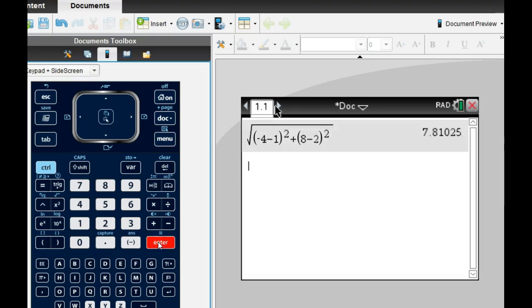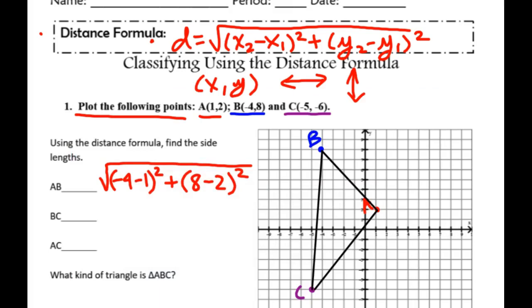I hit enter and I get 7.81025. I'm going to round 2 decimal places, which is the hundredths place, 7.81. The 0 does not make it go up. So 7.81 is what I'm going to write for AB.